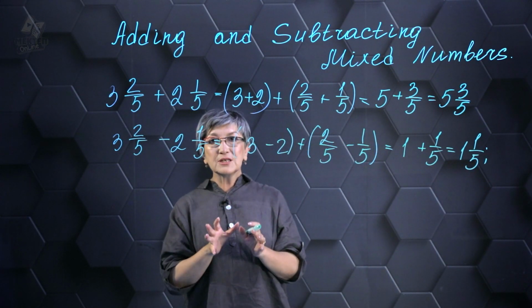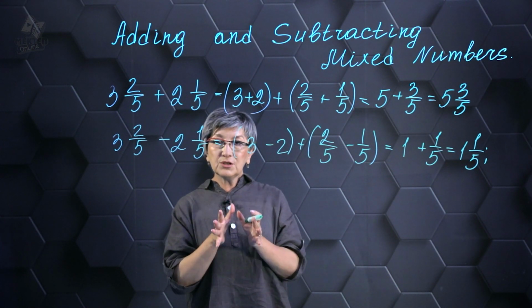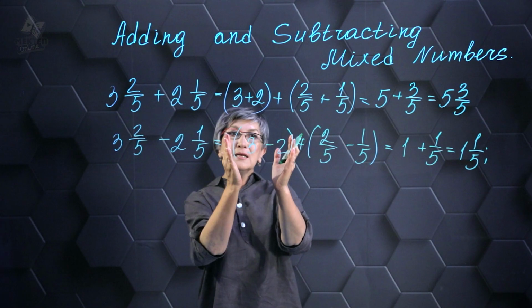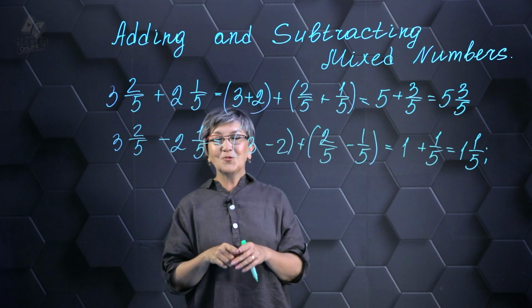So in order to add or subtract mixed numbers, you work with the whole part separately and with the fractional part separately. And as a result, you get one correct answer.